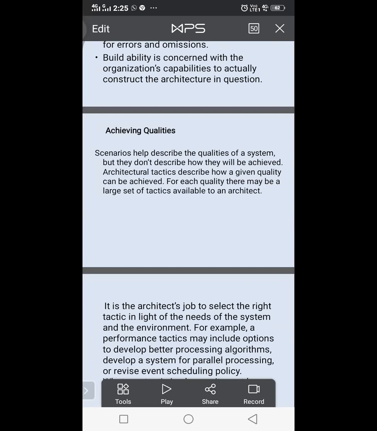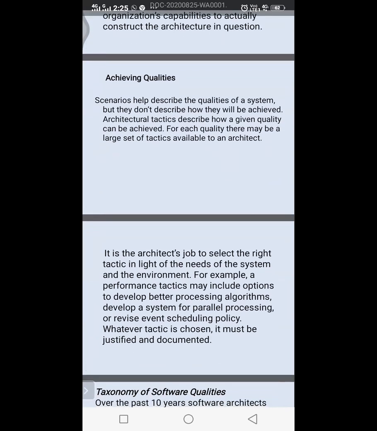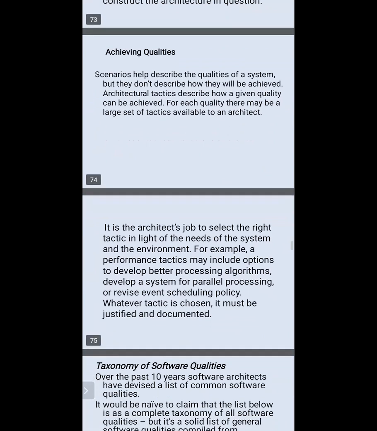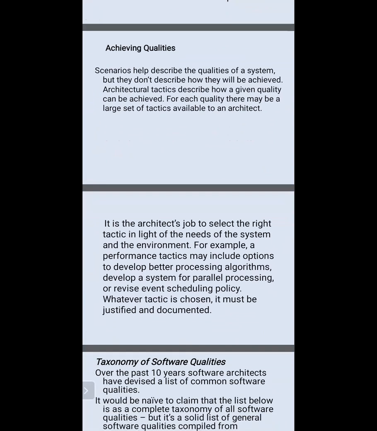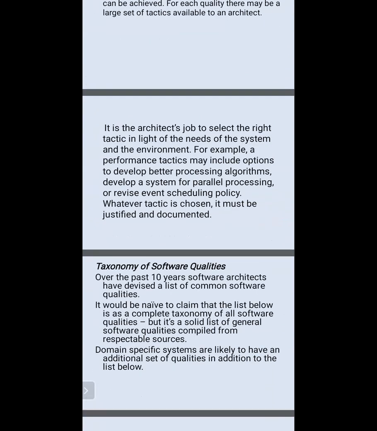If you observe here, scenarios help describe the quality of a system, but they do not describe how it will be achieved. Architectural tactics describe how a given quality can be achieved. For each quality, there may be a large set of tactics. That means different types of strategies are available to verify whether we are achieving the qualities or not. It is the architect's job to select the right tactic in the light of the needs of the system.